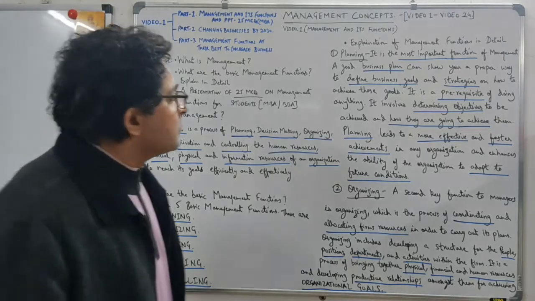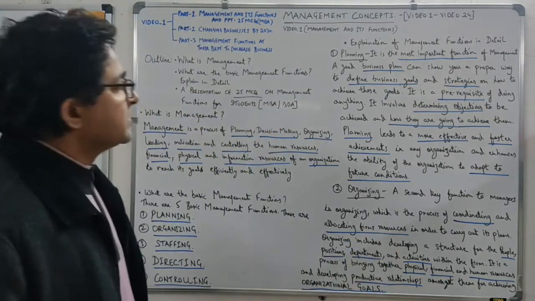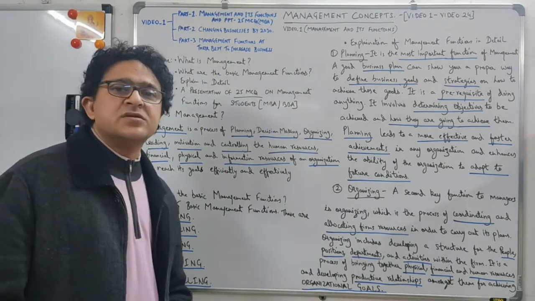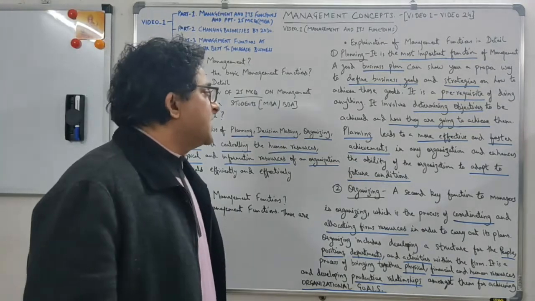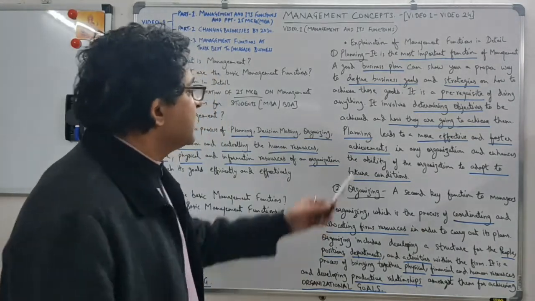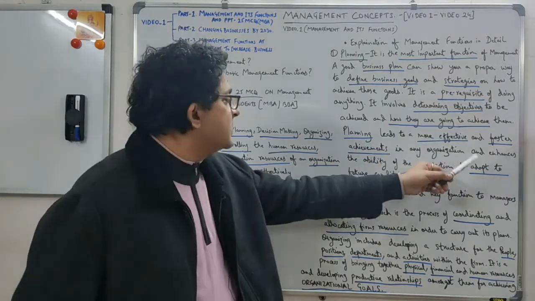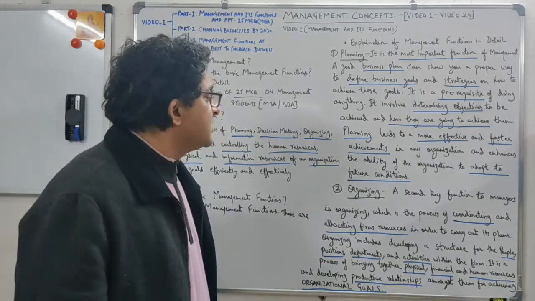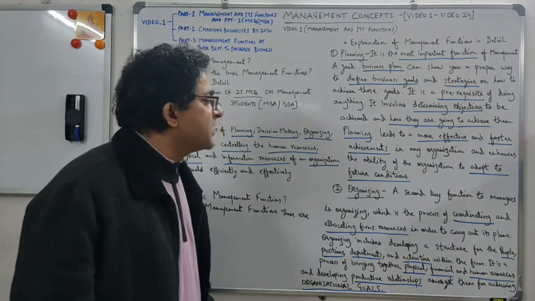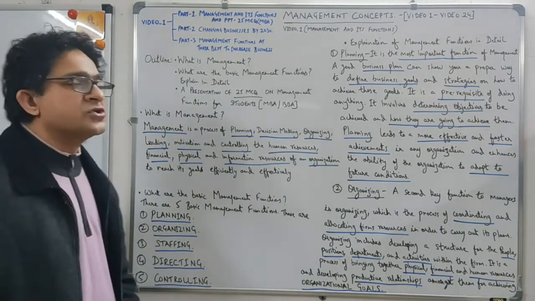Now planning leads to a more effective and faster achievement in any organization. Suppose you don't plan anything, then there will be delays and things will not be organized. So planning leads to more effective and faster achievement in any organization and enhances the ability of the organization to adapt to future conditions.